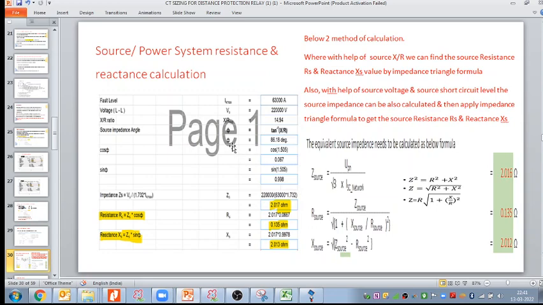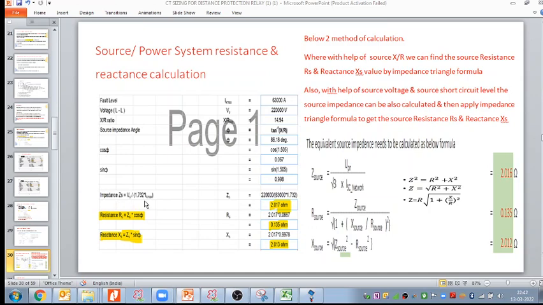So theta we know, so we can find out the cos theta. Cos of 86, right? It will give the resistance, this 0.07. And sin theta, this 0.998. So cos theta and sin theta we have now derived from these two.